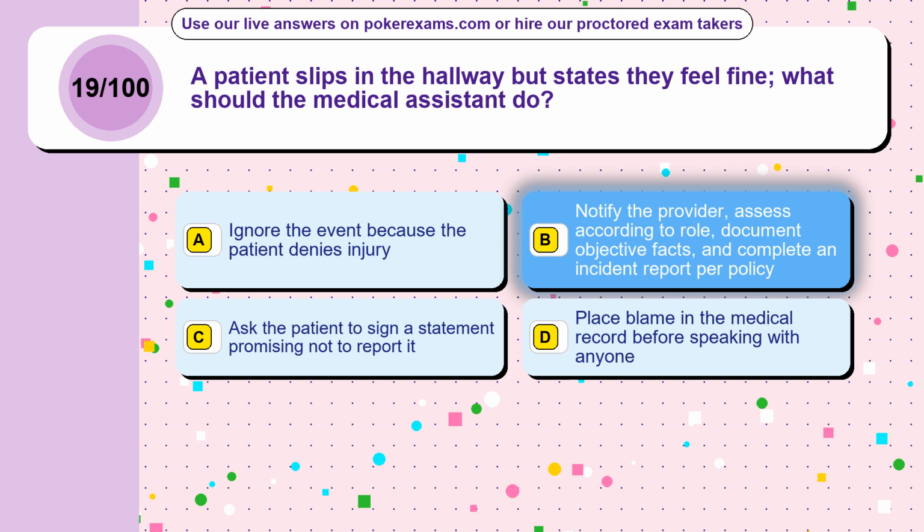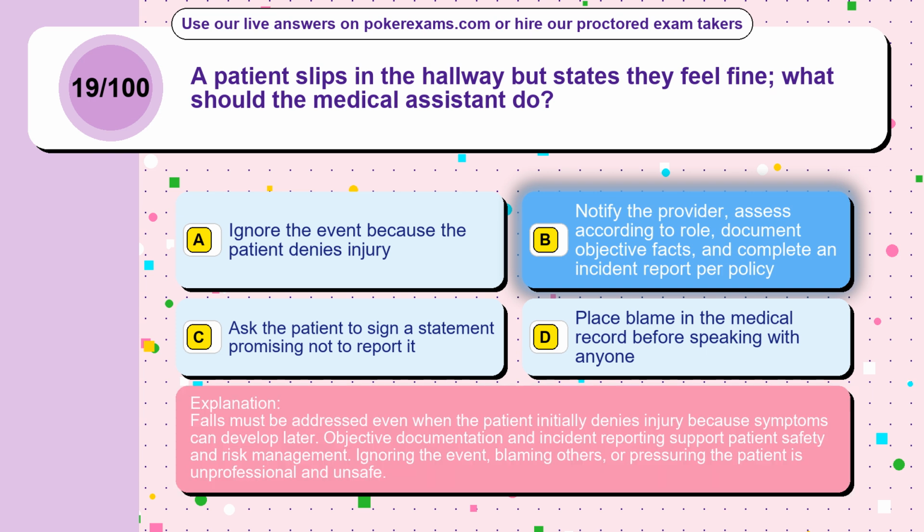Notify the provider, assess according to role, document objective facts, and complete an incident report per policy. Falls must be addressed even when the patient initially denies injury because symptoms can develop later. Objective documentation and incident reporting support patient safety and risk management. Ignoring the event, blaming others, or pressuring the patient is unprofessional and unsafe.